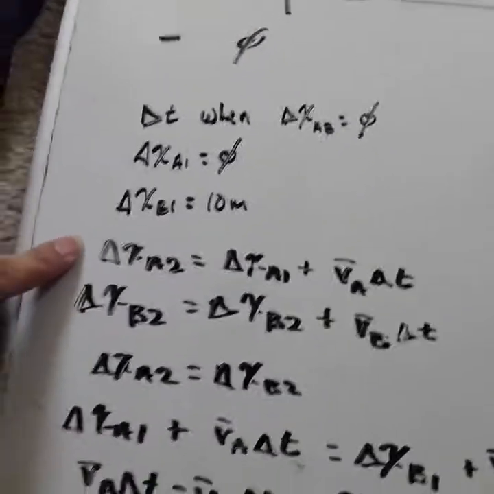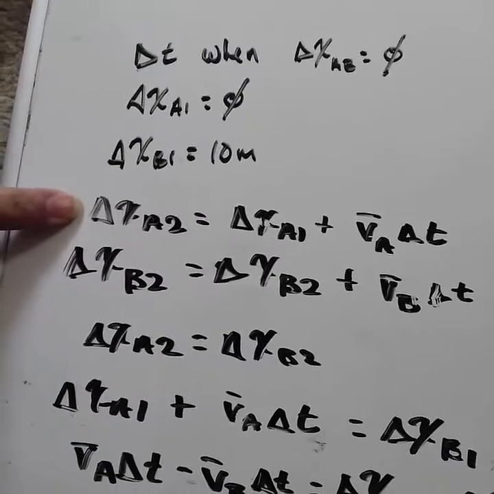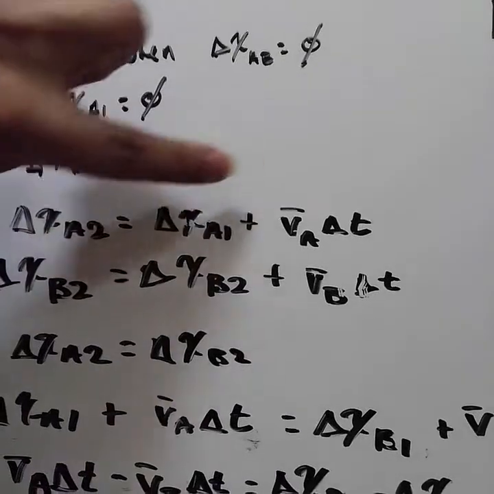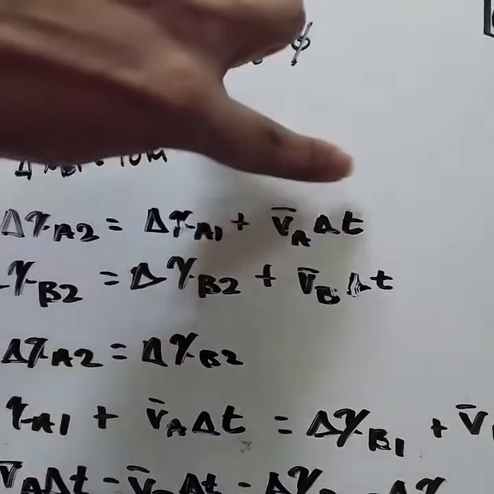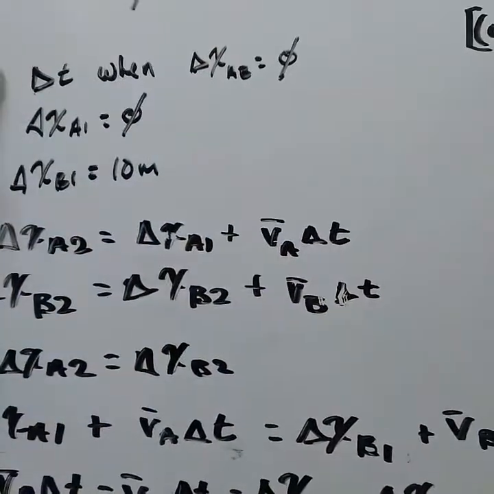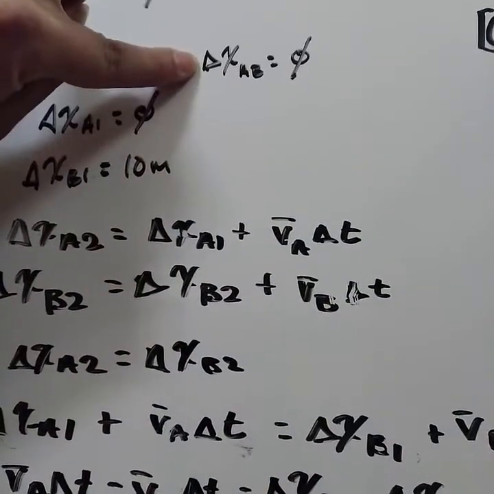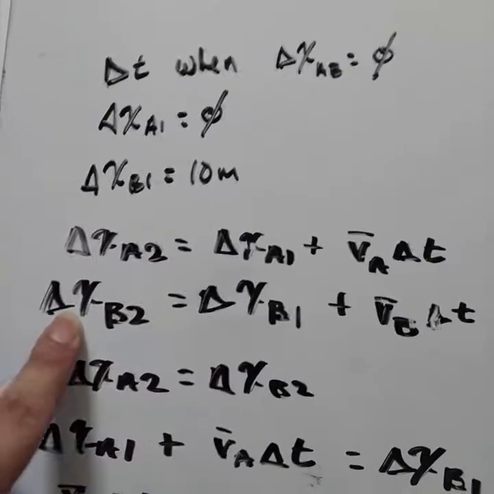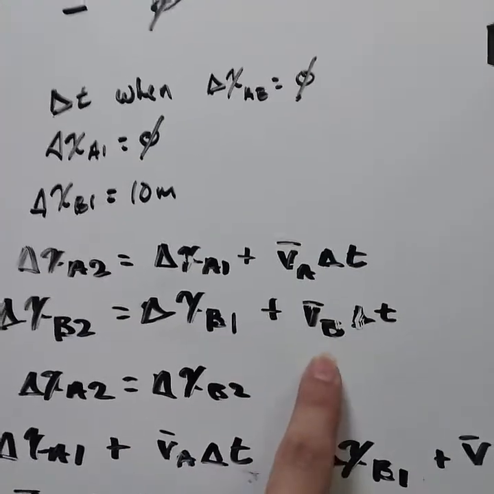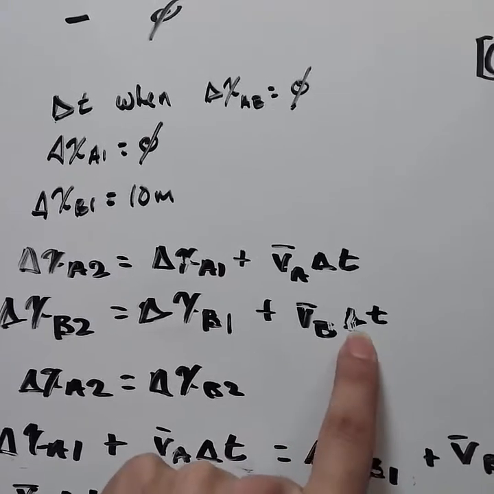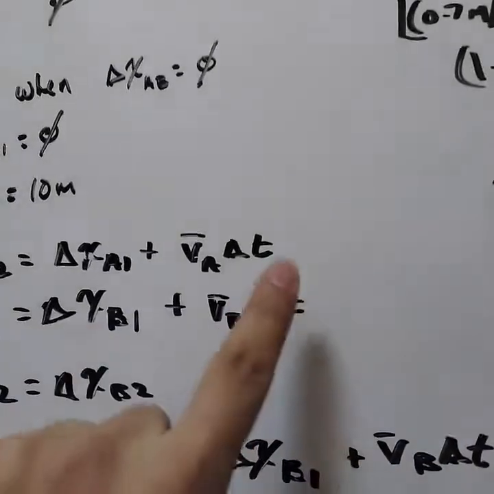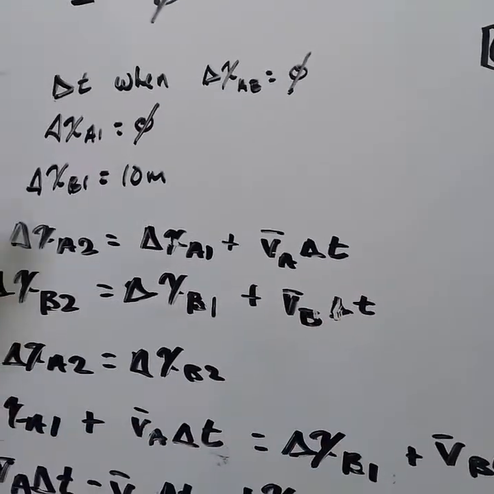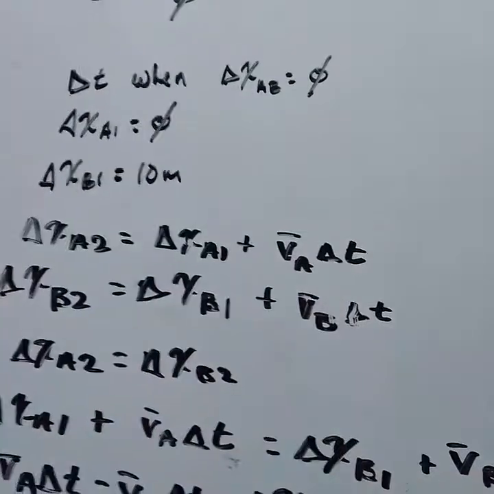Okay, so we're going to have our equation. This is the final position of object A, and it's equal to the starting position plus the average velocity of A times delta t. Delta t is our time when the difference in position between A and B is 0. Now the final position of object B is equal to the initial position plus the average velocity of B times delta t, okay? Delta t is the duration of time it takes for A and B to meet, okay?